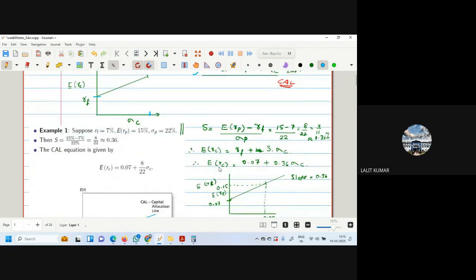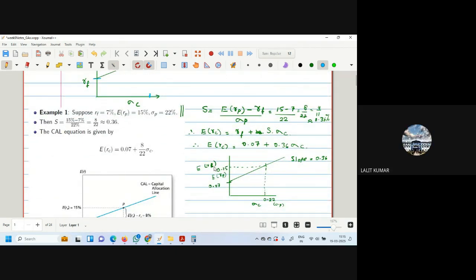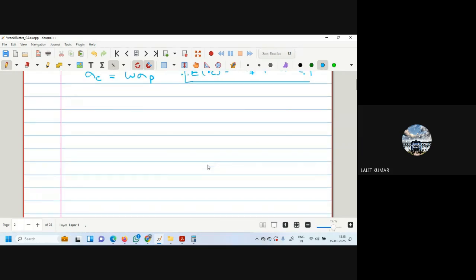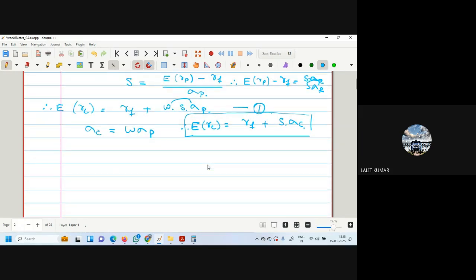So you can be asked to formulate a calculation, so we should be ready to find it. Now, in this case, I have to find, for example, W star. I can find W star from this equation. This will become E of RC minus RF divided by S into sigma P. Is this okay?